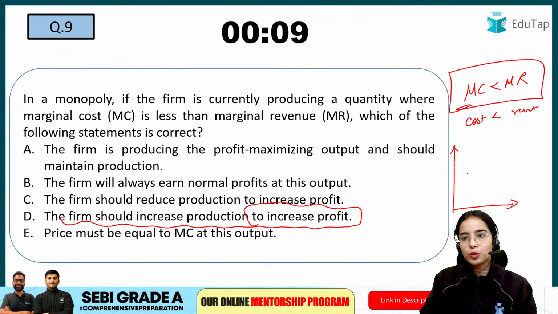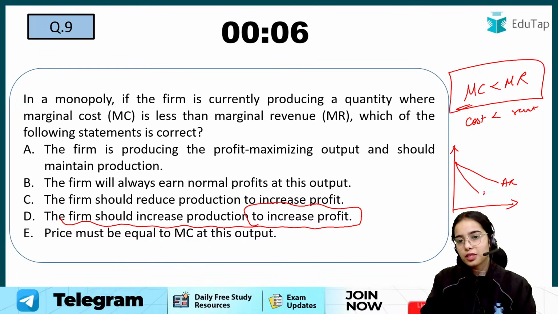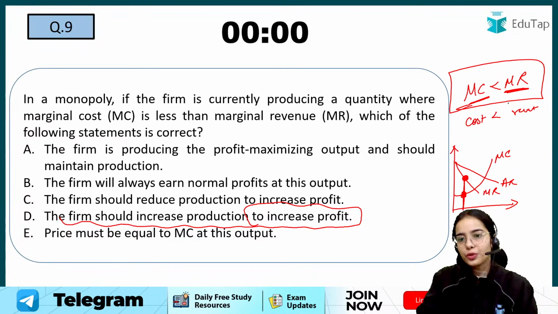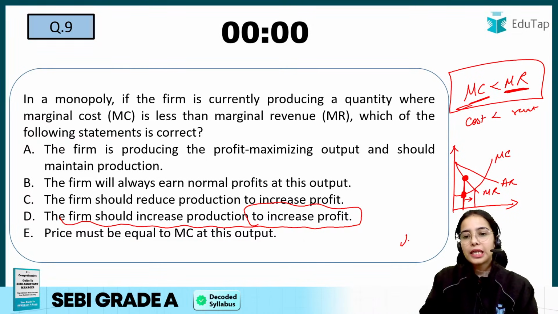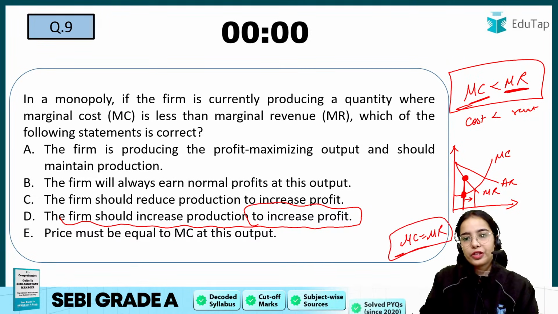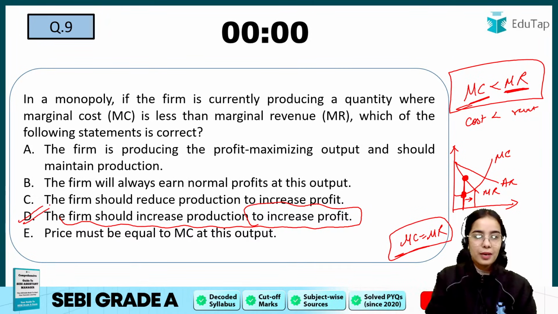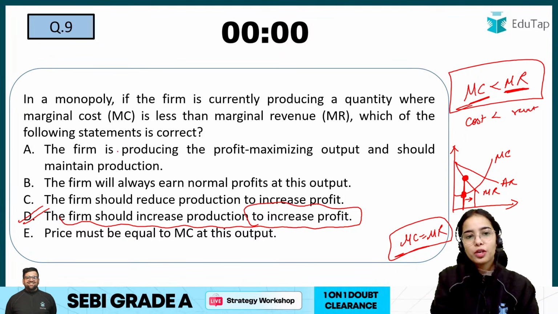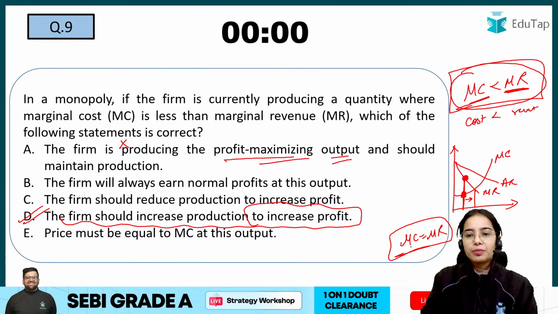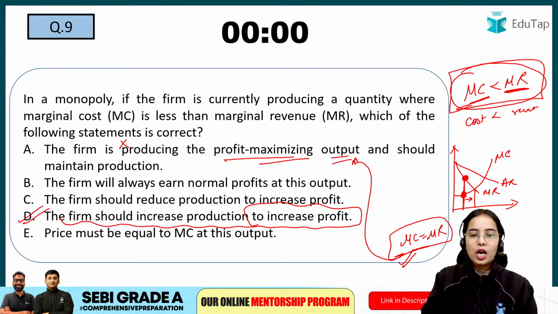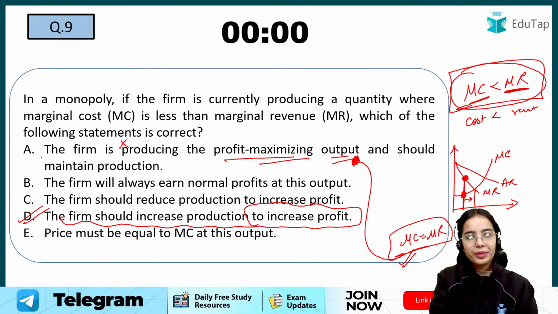So basically, in the monopoly, this is your average revenue, this is the marginal revenue, this is the marginal cost. Now, if the production is here, that is marginal cost is less than marginal revenue, there should be more production until the marginal cost is equal to marginal revenue. The firm is not producing at the profit maximizing output because the MC is less than MR. The MC should be equal to MR if the output has to be produced at the profit maximizing point. Okay, got it? So A cannot be the answer.